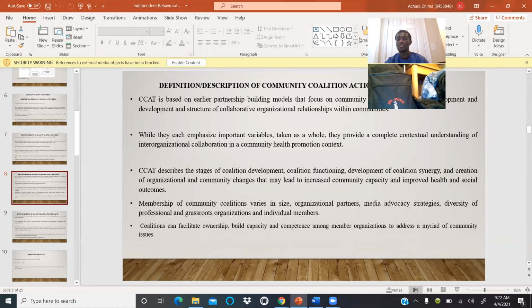Definition and description of community coalition action theory, continued.